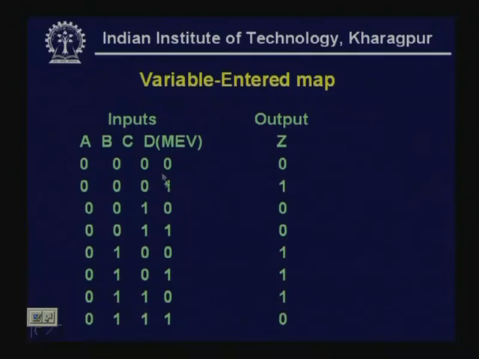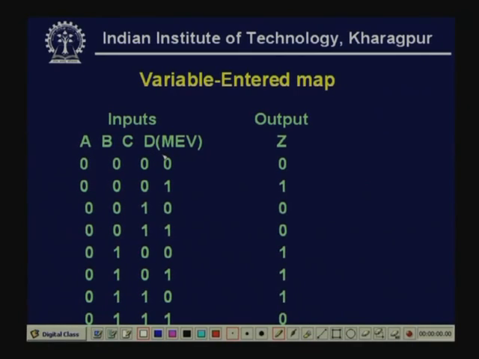Now see, for this particular function, I have kept ABC in the K-map, and that means I have taken my D as the map-entered variable. So this D is the map-entered variable. Now, actually we should draw a line here. Say ABC is 0 0 0, then D can be 0 or 1. If D is 0, Z is 0, if D is 1, Z is 1.